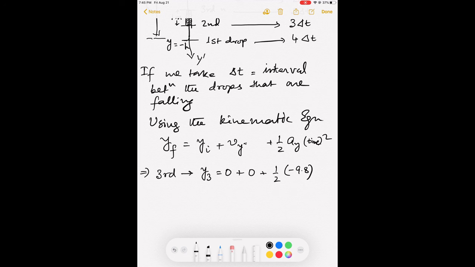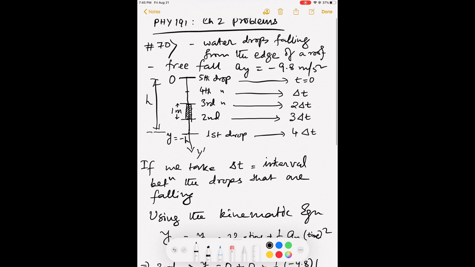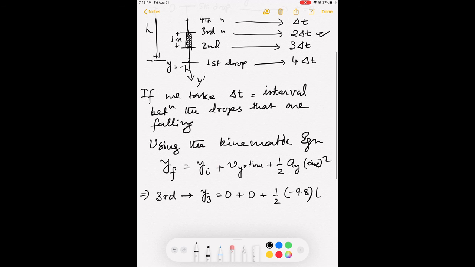Do the same thing here as well. Times time square. Sorry, there is no square here. And then for the third drop, the time is, we have already seen, right? 2 delta t. So use 2 delta t.